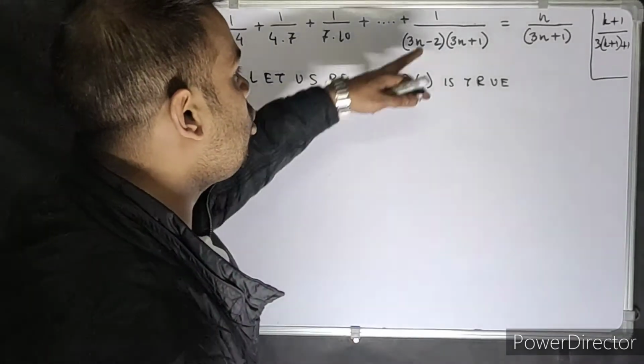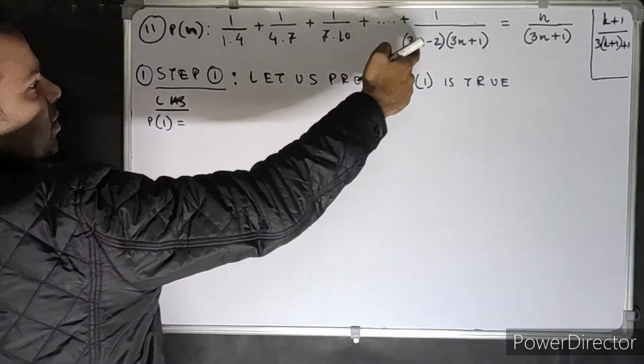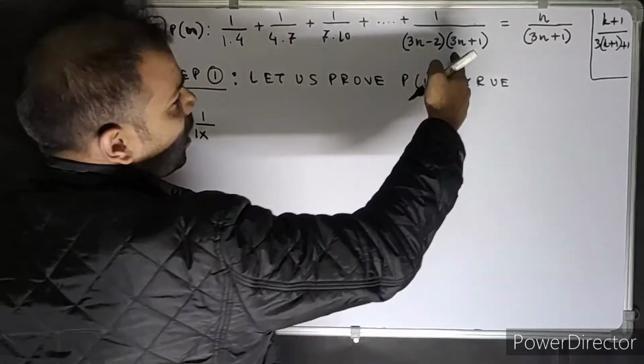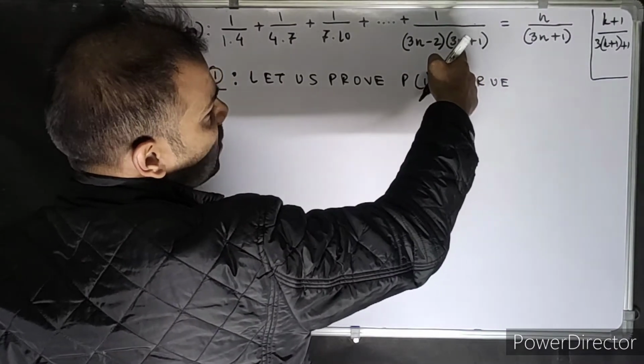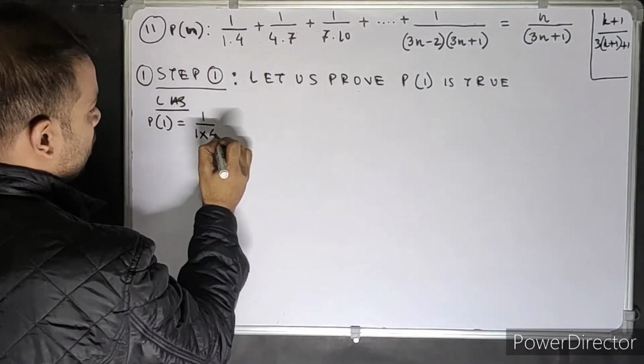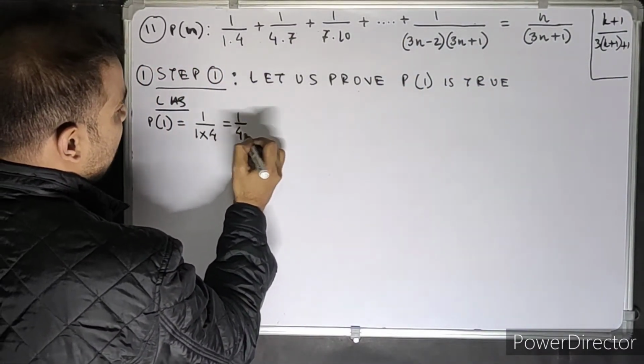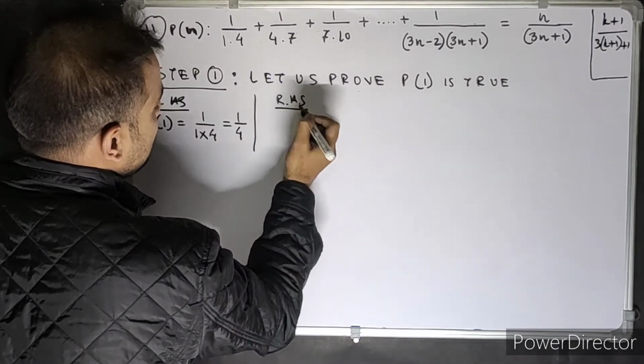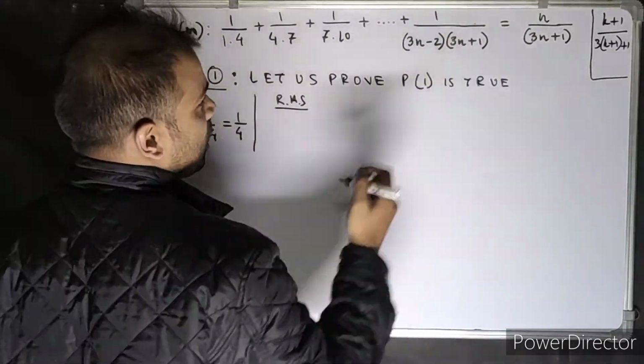Put a 1 over here. Now you know what to do. Put a 1. So that is 3 minus 2. That is 1 by 1 into 3 into 1 is 3 plus 1, 4. So eventually you're getting 1 by 4. Now let's go on to the RHS. In the RHS, what do you have to do? Put 1 over there.